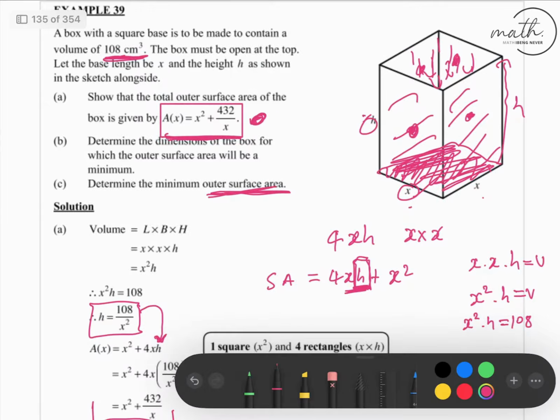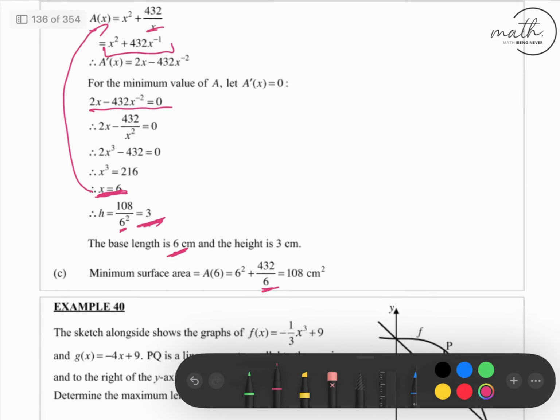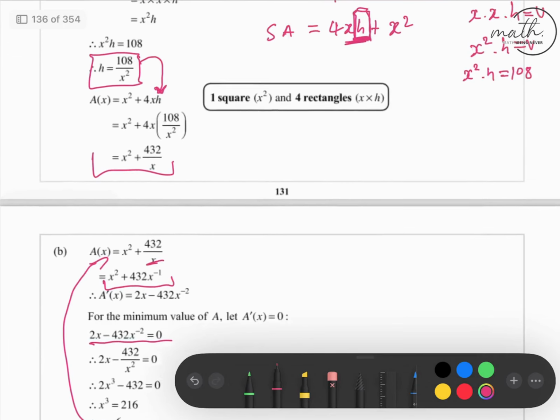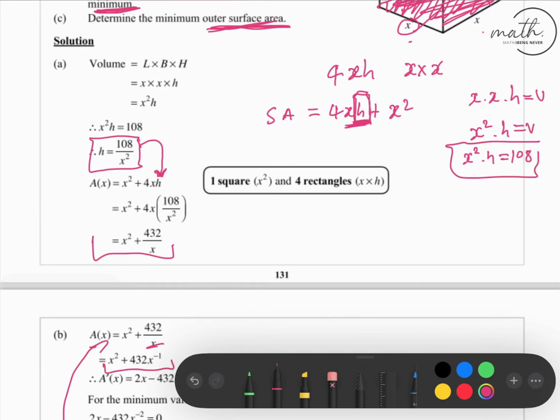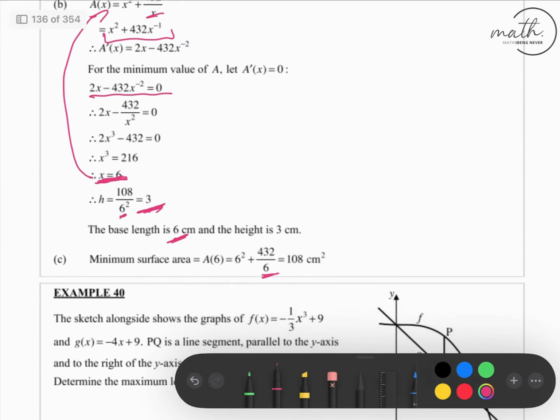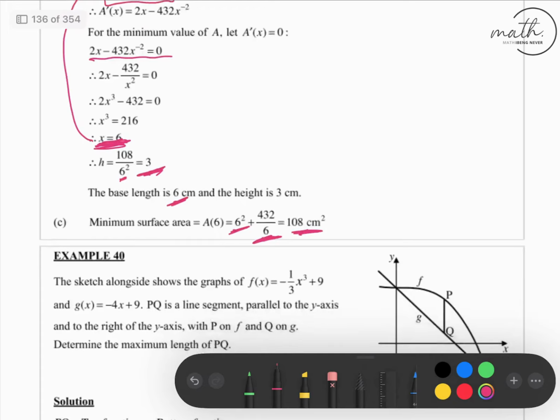Now here they wanted the dimensions. So they just wanted the x, and then you find the y, and so on. After finding the x, now you can find the height as well, through this formula. But then you just needed the x. We got the x as 6, and you just put it there. And then we found the surface area.